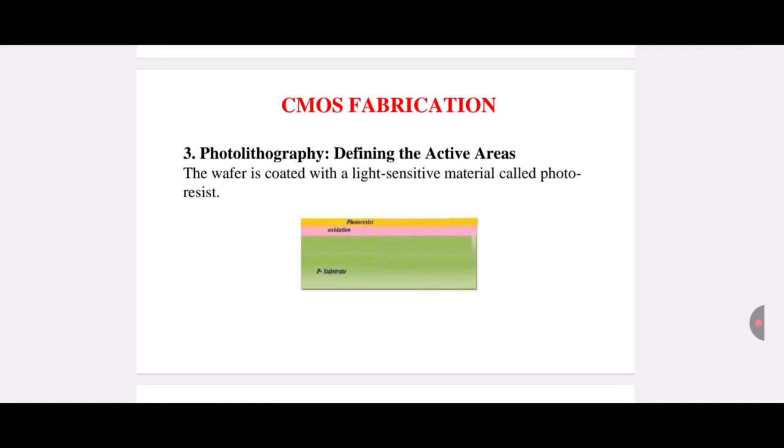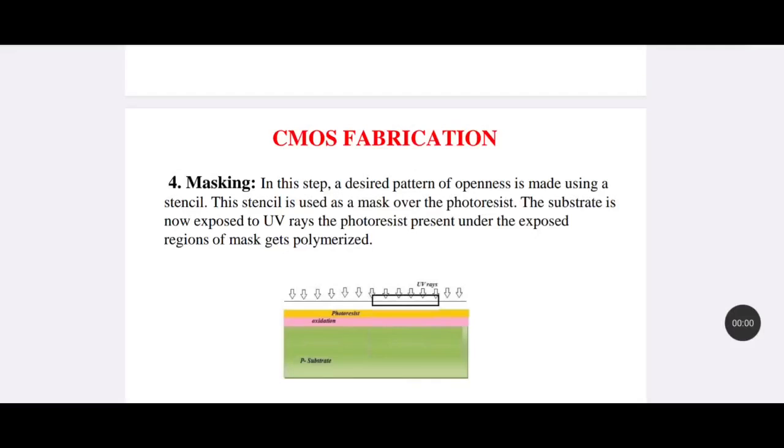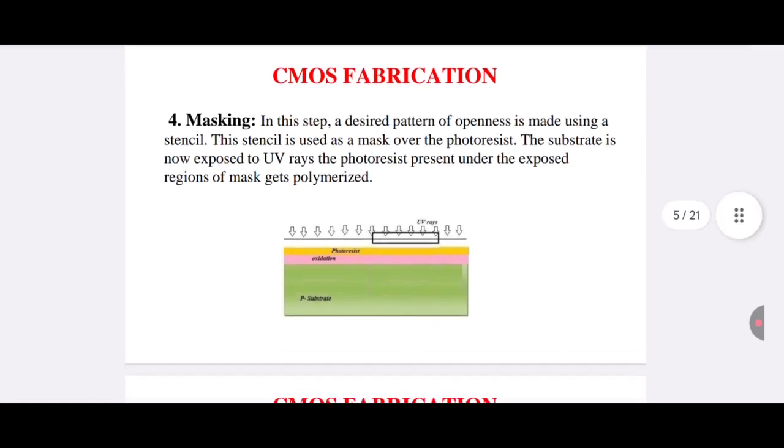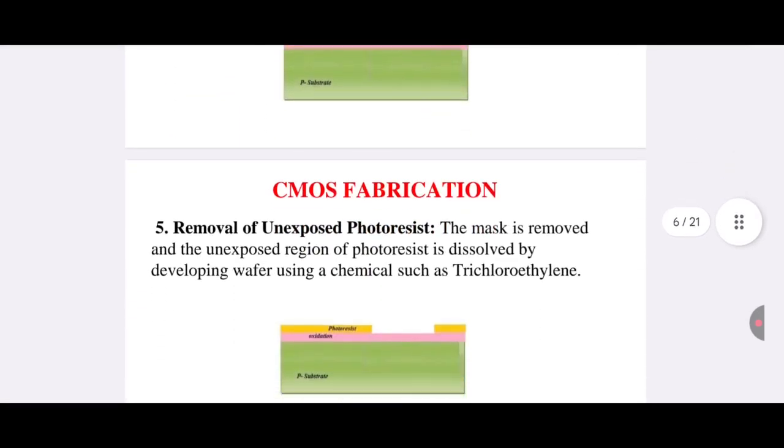Then we are going to expose it to UV radiation. Before exposing it to the UV radiation, we need to prepare a mask. This mask protects the other regions from the UV radiation exposure. So we are going to expose a certain region in the substrate where we require an N-well. Only that portion is exposed to ultraviolet radiation and the other regions are protected by the mask. This step is known as masking.